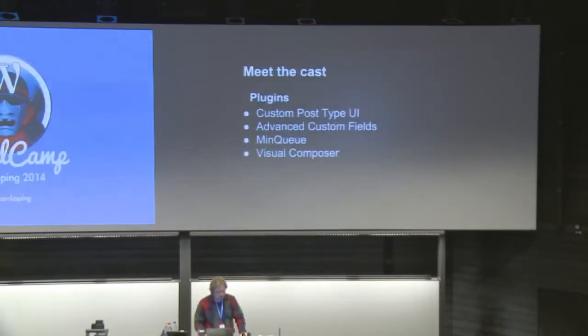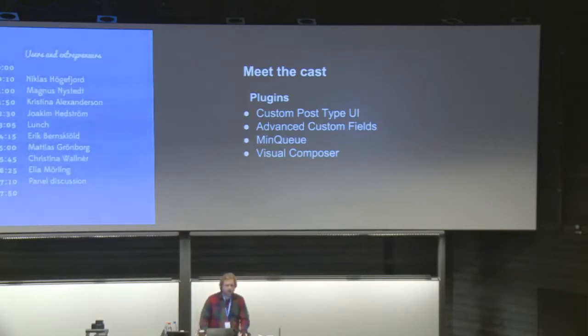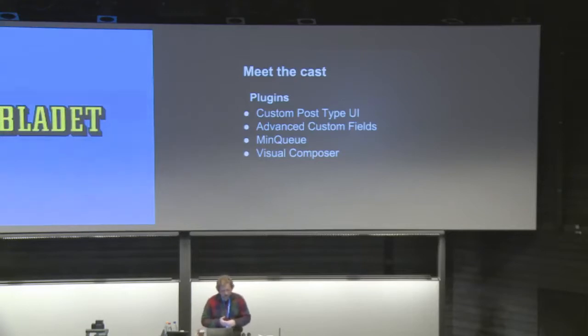And then we have some plugins that we're going to be using. We're going to be using a plugin called Custom Post Type UI, which lets us basically create custom post types very easily by, instead of having to put it in code and having to code it, we have a really nice interface for creating custom post types.